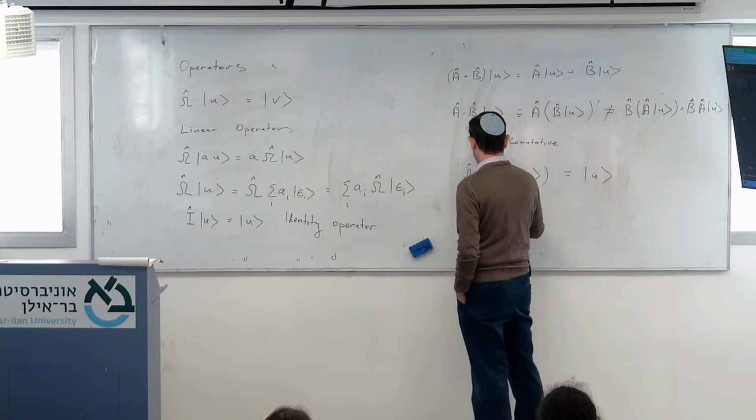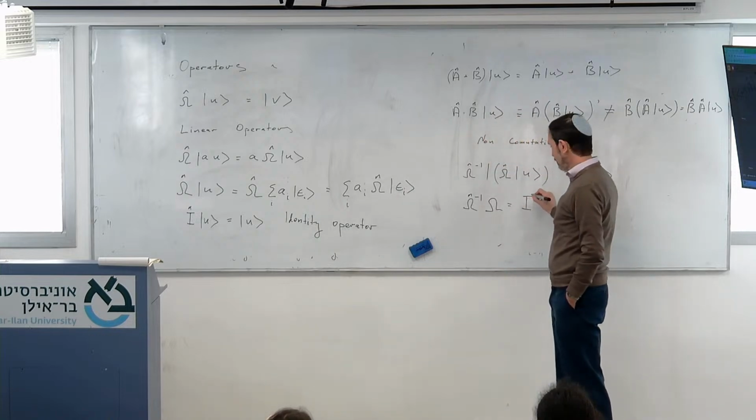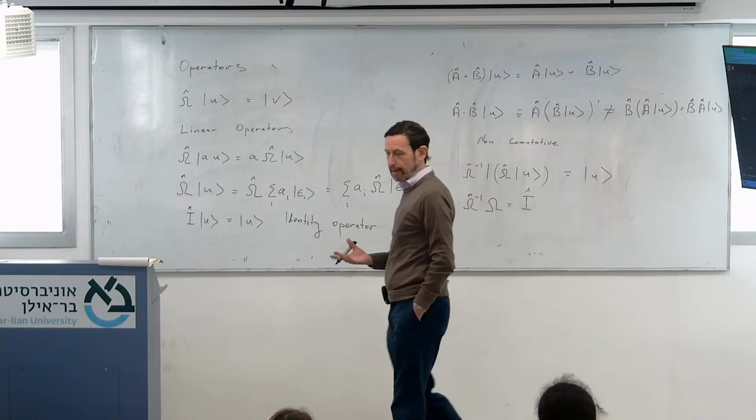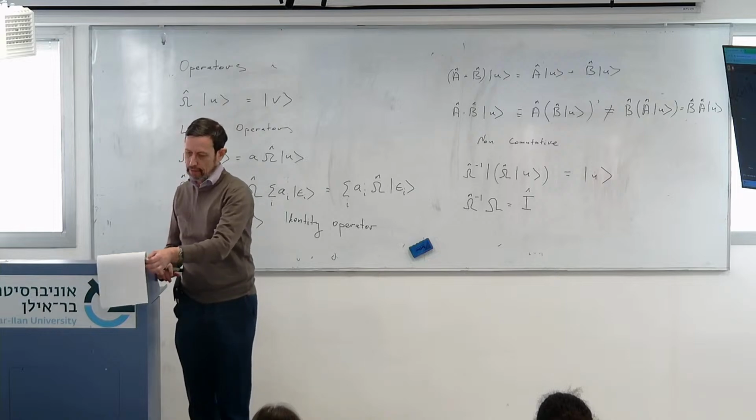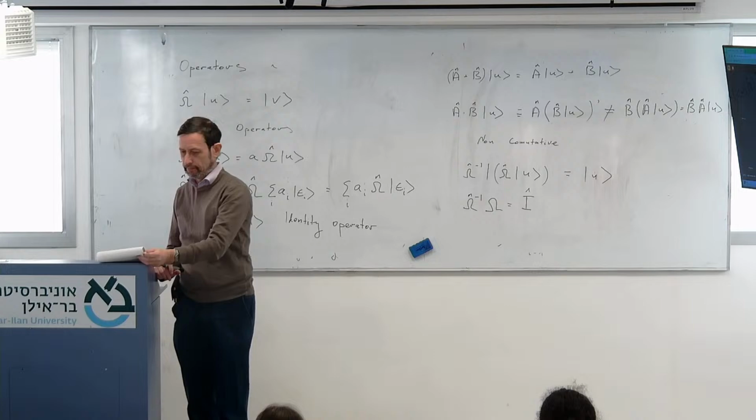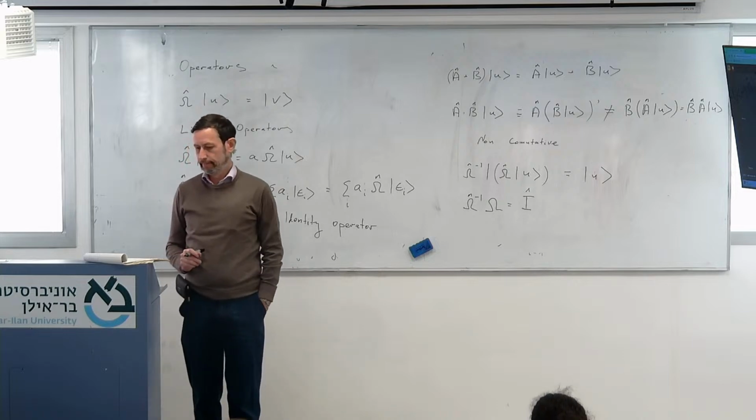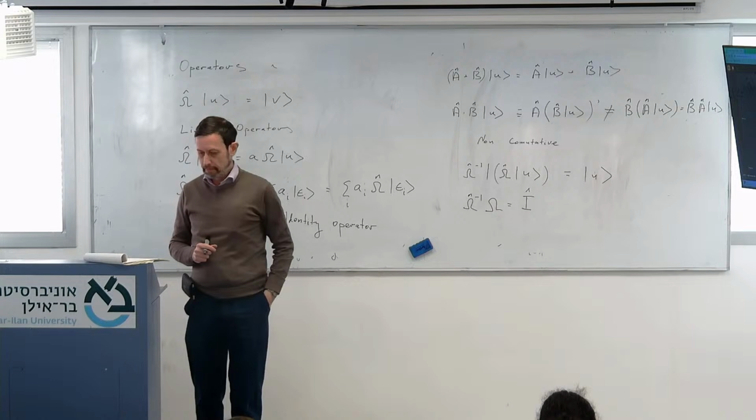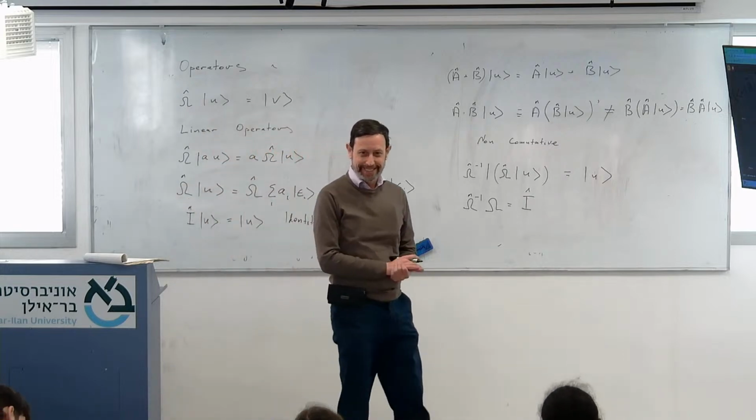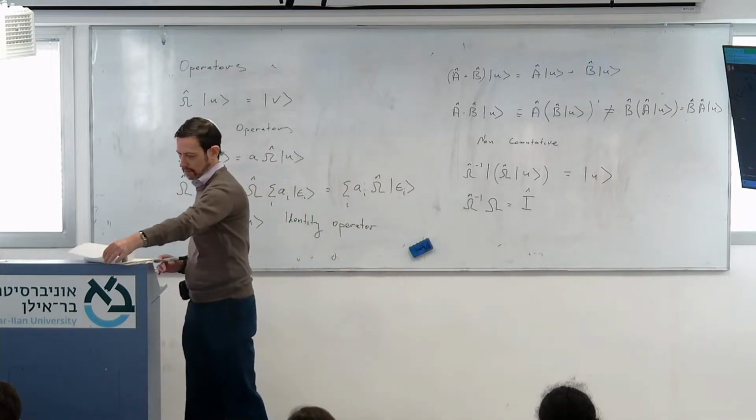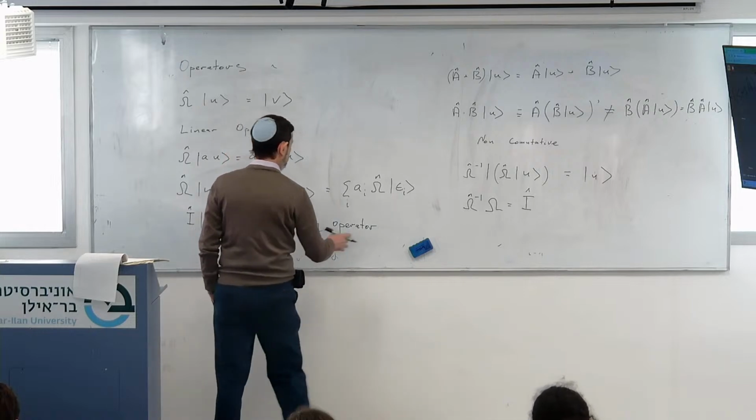So, by definition, the inverse times the operator itself is the identity operator. So now let's connect it to a matrix.